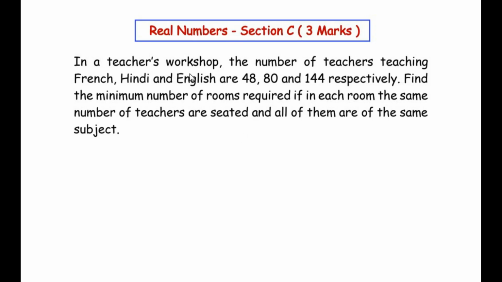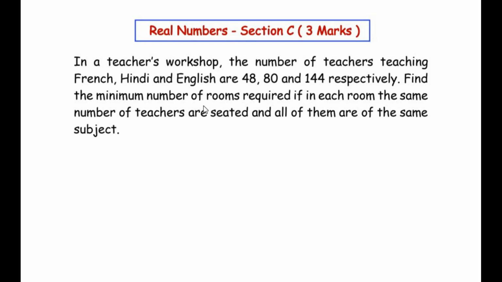In a teacher's workshop, the number of teachers teaching French, Hindi and English are 48, 80 and 144 respectively. Find the minimum number of rooms required if in each room the same number of teachers are seated and all of them are of the same subject.